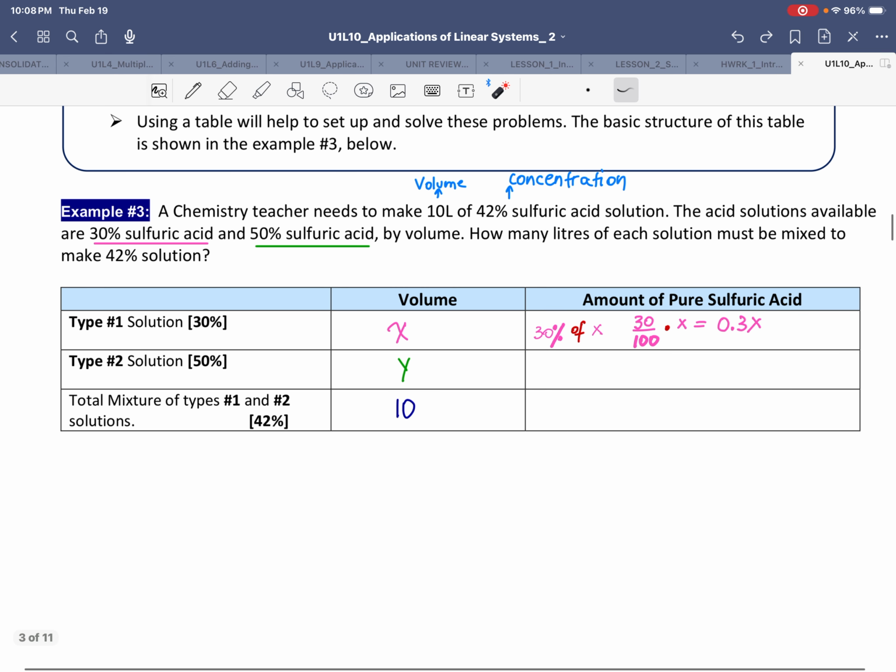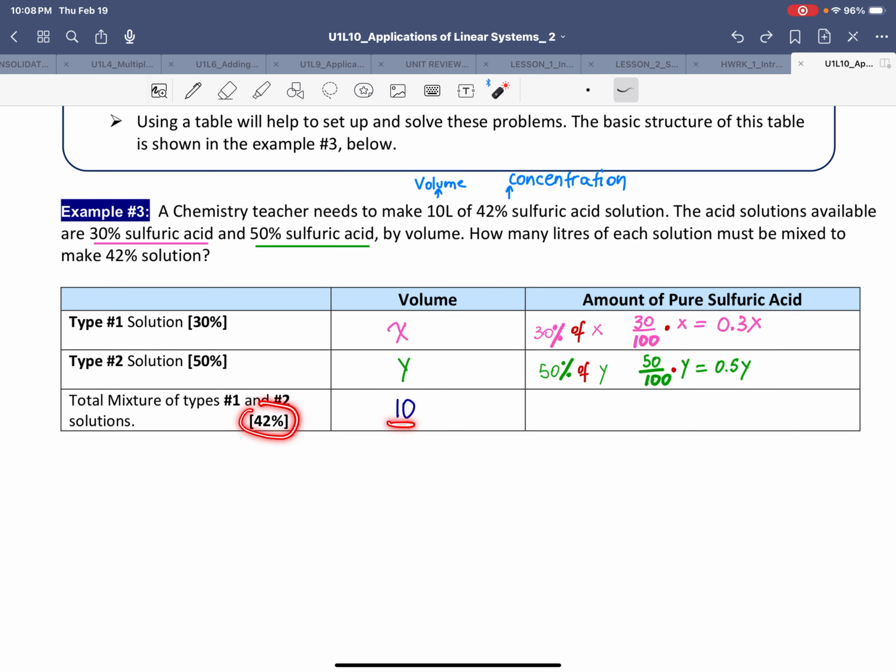In a similar way, we're going to visit the volume Y liters of 50%, and we're going to say that 50% of Y liters is going to be 50 divided by 100 times Y, which equals 0.5Y. Now, the amount of pure sulfuric acid in the final solution is 42% of 10.